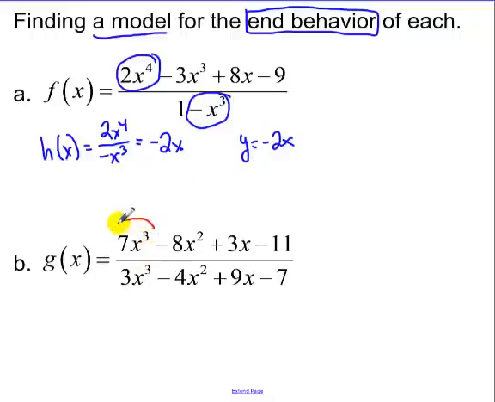For the bottom one, again, look at the highest powers. So our end behavior is going to look like 7x to the 3rd over 3x to the 3rd. Those cancel, and you get 7/3 for our end behavior.